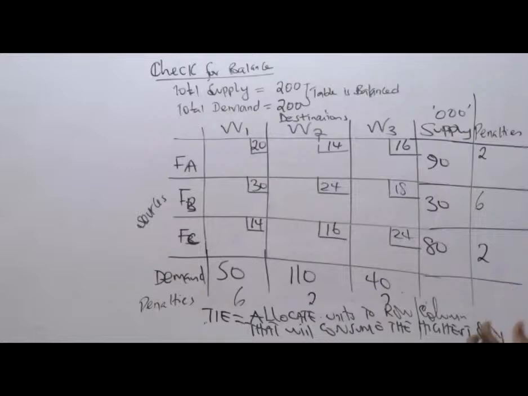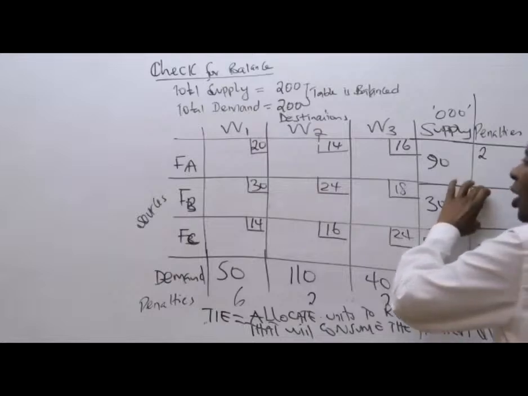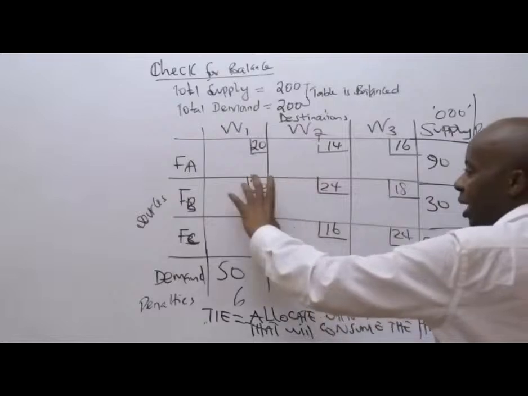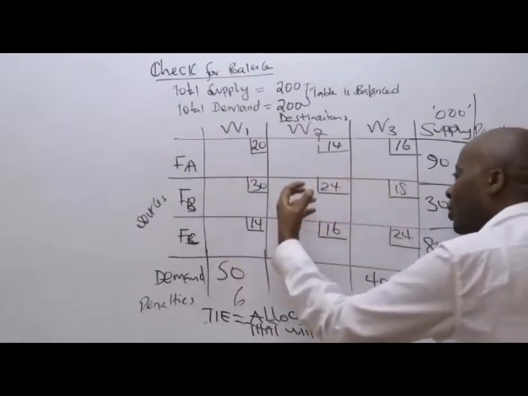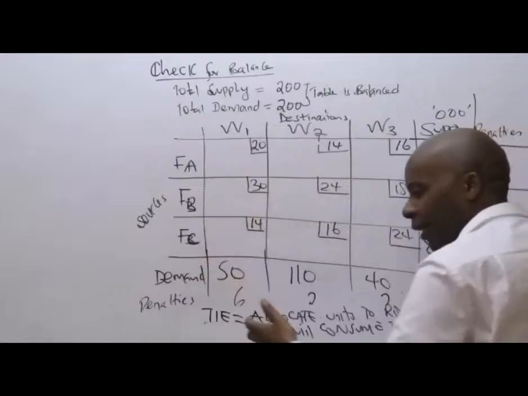So I would want to know, where do I do that assignment? Where do I do that allocation? This is one of the highest penalties. So I'll walk along the route. And remember, walking along the route means you are a cost minimizer.